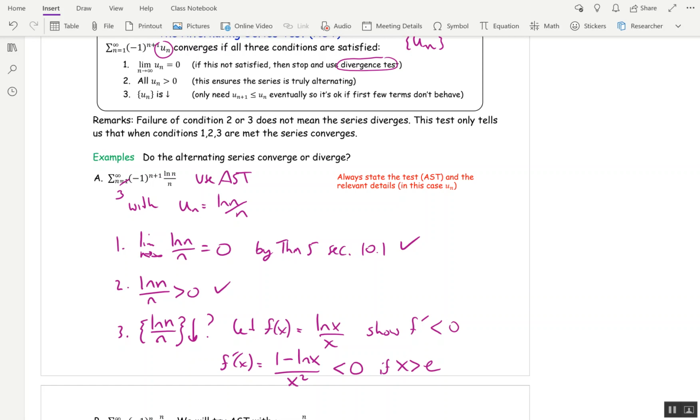So up in the test, you can see I wrote down on condition 3, it's okay if the first few terms don't behave. You can just ignore them. So condition 3 is met, and so the series converges by the AST.